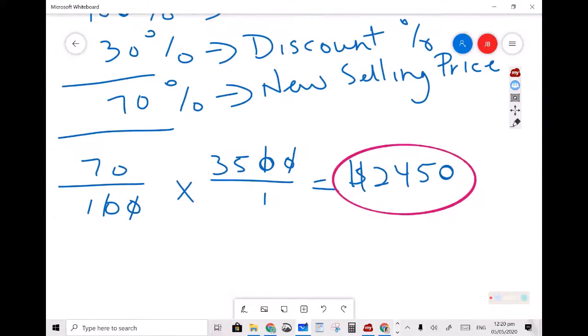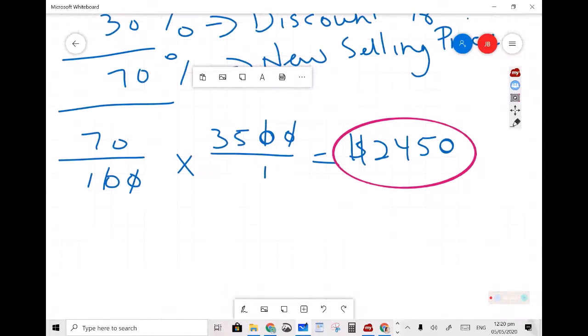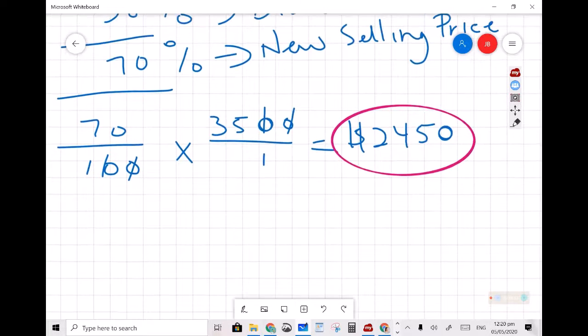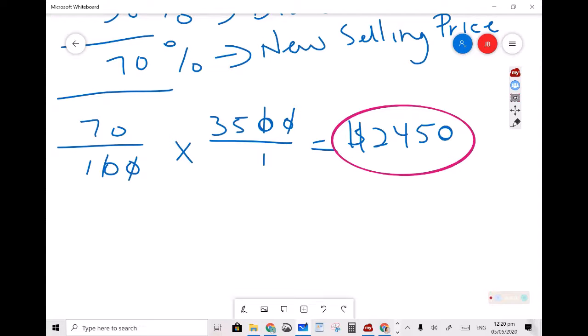So we did the opposite. We started with our percentage first and we minus our percentage instead. Okay, then we calculated, since we established that 70% is our new selling price, we just calculated 70% of 3,500 and we got 2,450 as our answer.